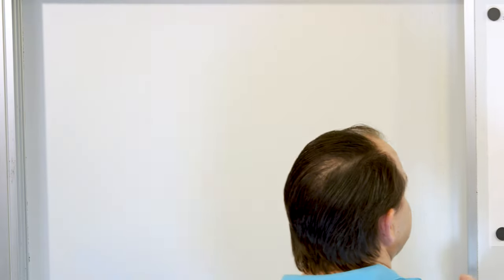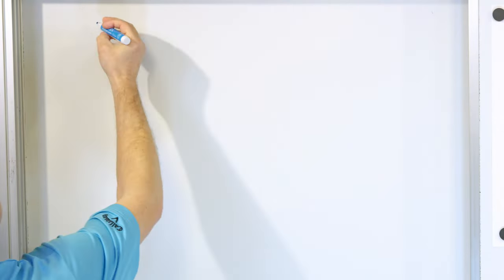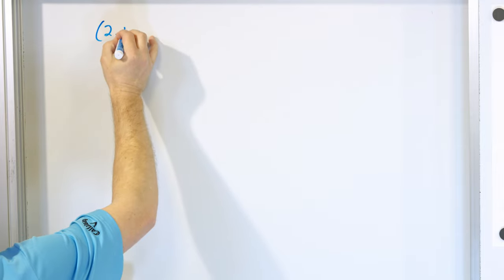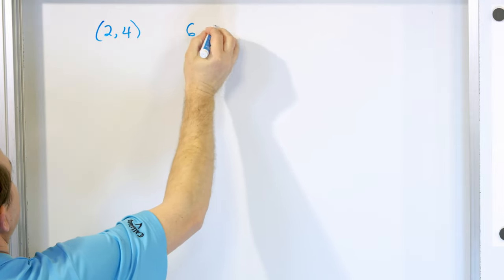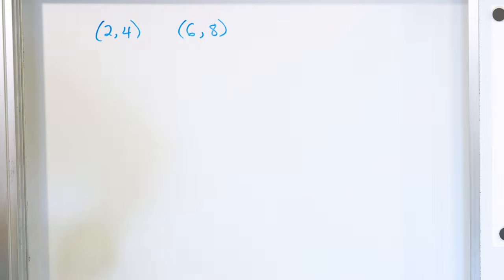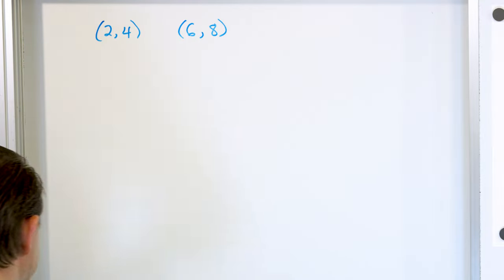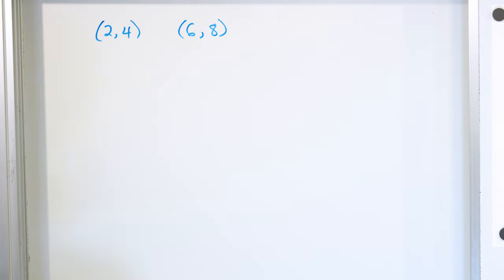We're gonna go over here to this board and write that down. So the 2 points are (2, 4) and (6, 8). Remember, all you need is 2 points to define a line. Now, what is the very first thing we have to do?